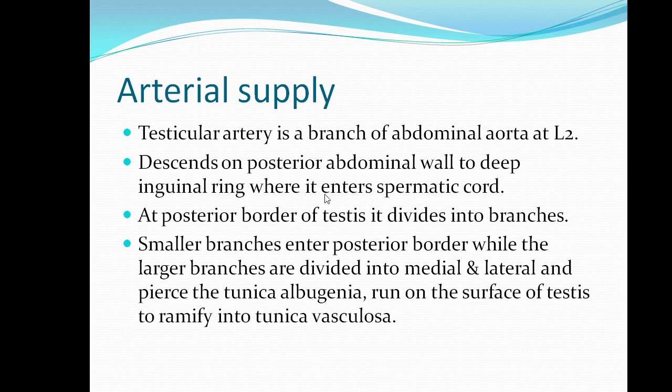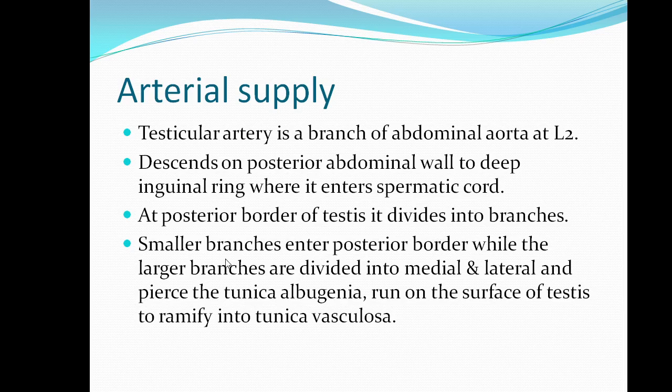The arterial supply of the testis is derived from the testicular artery, which is a branch of the abdominal aorta given at the level of L2. This testicular artery descends on the posterior abdominal wall to the deep inguinal ring, where it enters the spermatic cord. At the posterior border of the testis, this testicular artery divides into branches.